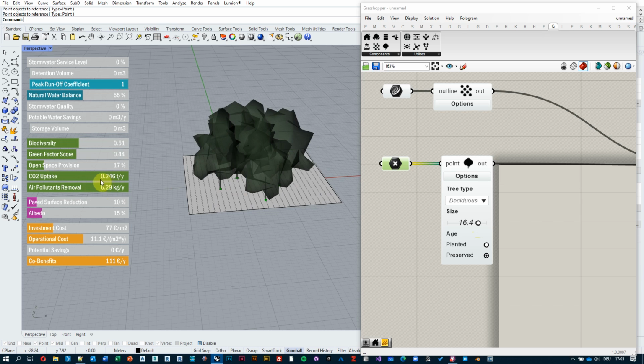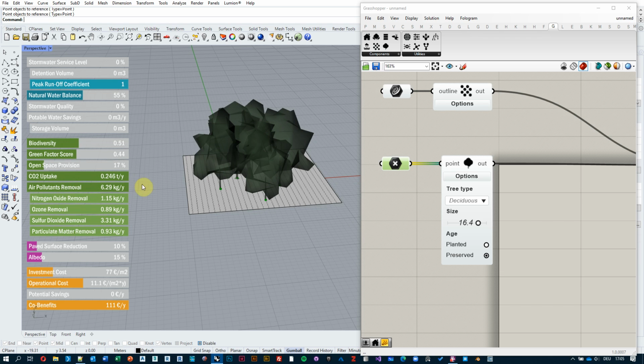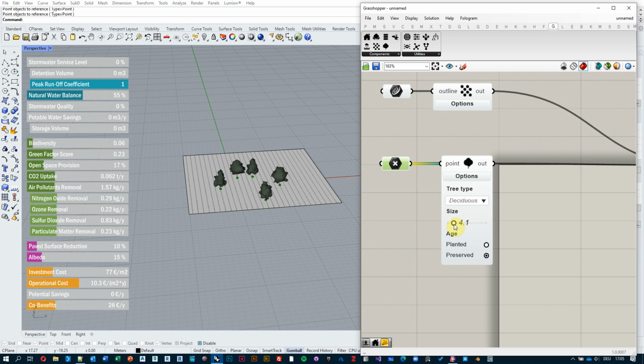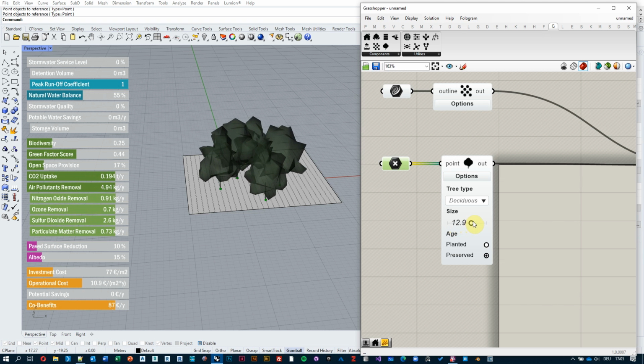And obviously, their CO2 uptake and how many air pollutants they remove changes, but these values are scaled linearly with the size of the tree. So the smaller the size, the lower their contribution, and the greater the size, the greater their contribution.